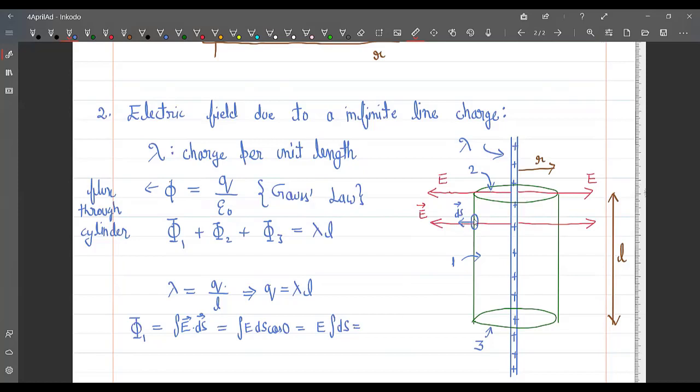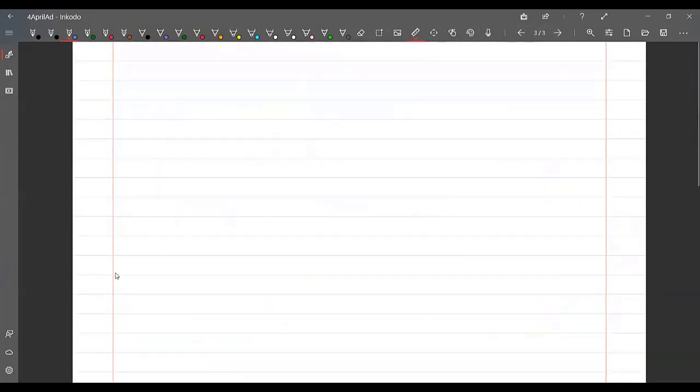Now, what is integration of ds? Integration of ds for the first region will be the curved surface area of the cylinder. And curved surface area of the cylinder is 2 pi r L. So this is the flux due to the first curved surface. Similarly, we can find flux due to the second surface.